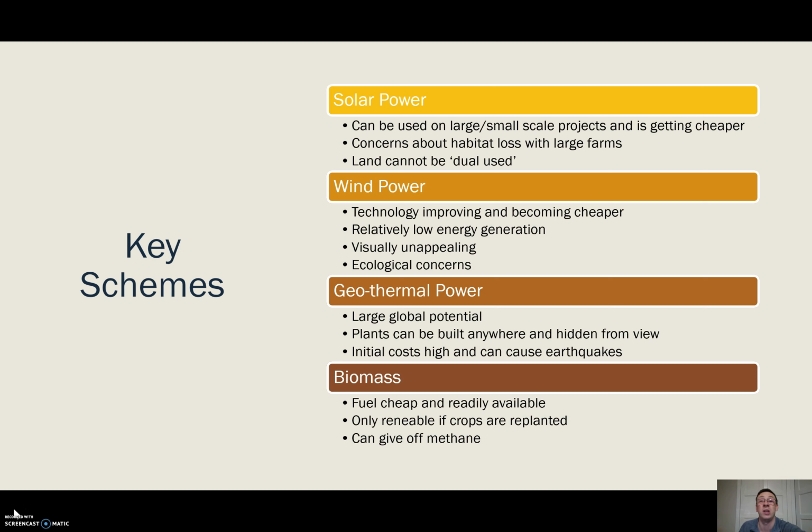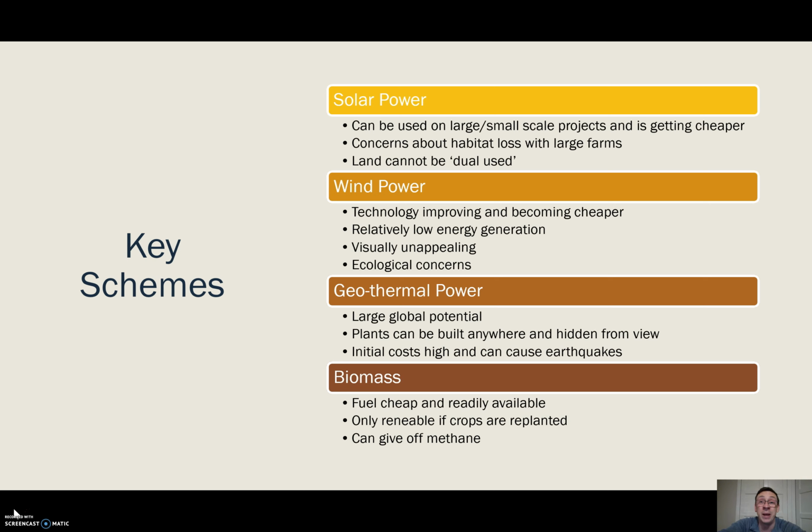So we're going to talk through the different types of renewable energy and some of the pros and cons with these. So solar power, right, fantastic. It can be used big scale and small scale. You will all know somebody who has got solar panels in their house, or you will pass a house that has solar panels on it. And you can go from that to covering fields in solar panels to generate energy in a larger way.